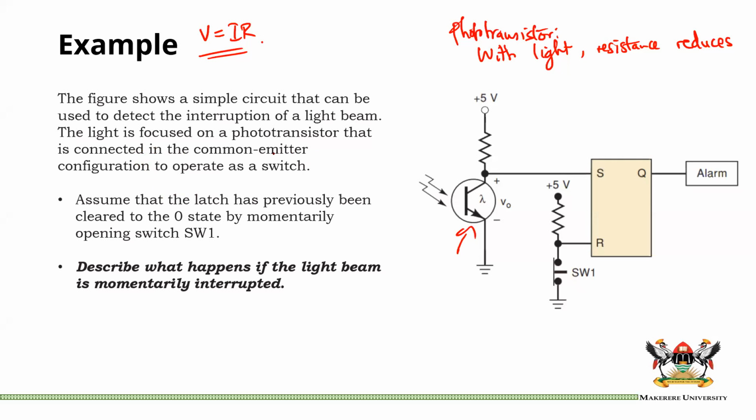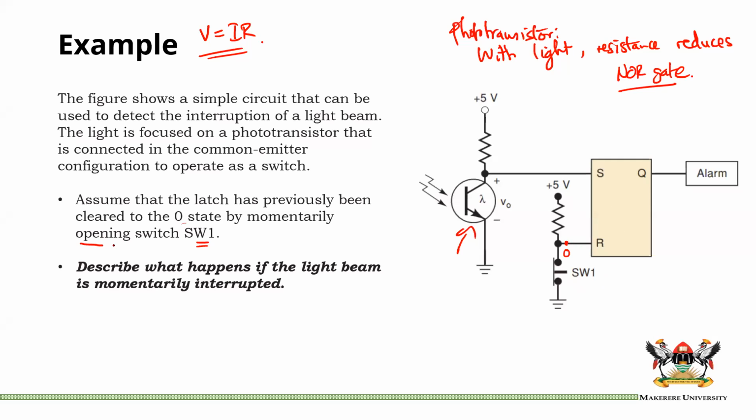So the light is focused on a phototransistor that is connected in the common emitter configuration to operate as a switch. Assume that the latch has been previously cleared to the 0 state by momentary switching or opening switch SW1. If we look at this, this switch is connected to the ground. That means that the state at this point is a 0. Now, what does a 0 do? I don't even know what this latch is. Let's just take it as the NOR gate latch, because it is active high.